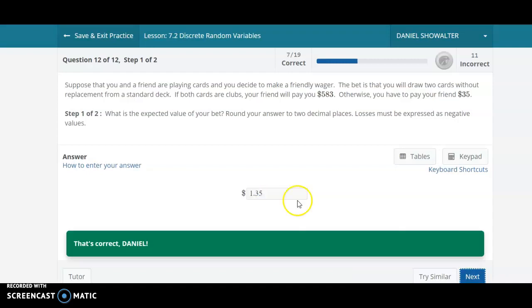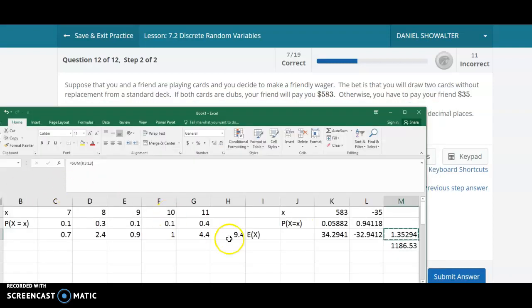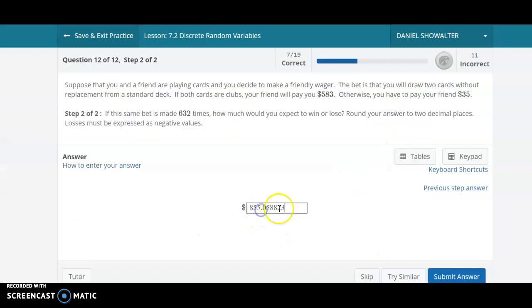$1.35 per game. And then if I play this 632 times, again, I just need to adjust how many times I'm playing it here, 632. And so I would expect to win $855, and we'll round that to the nearest cent.